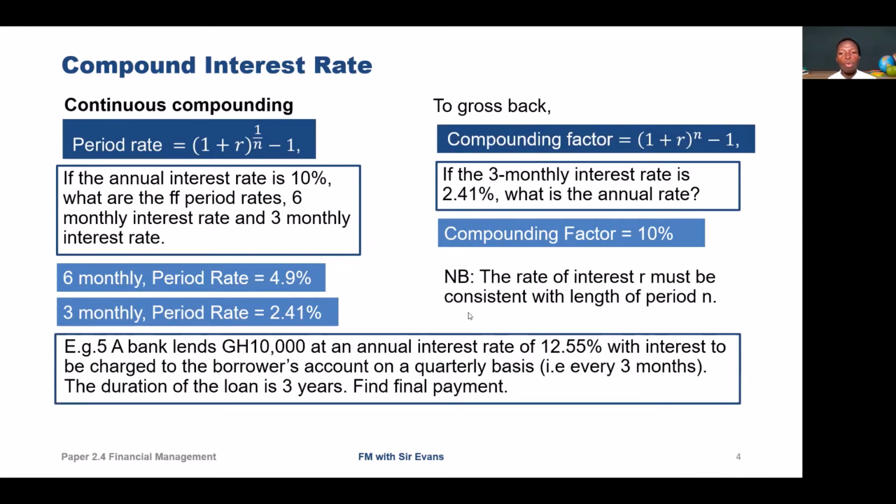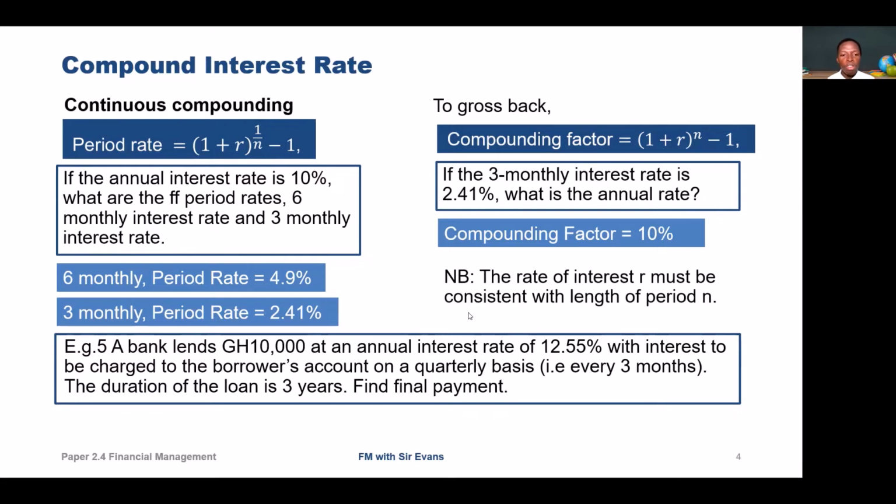Okay, so we'll take one full question. A bank lends 10,000 at an annual interest rate of 12.55%, with interest to be charged to the borrower's account on a quarterly basis. That's every 3 months. The duration of the loan is 3 years. We should find the final payment.